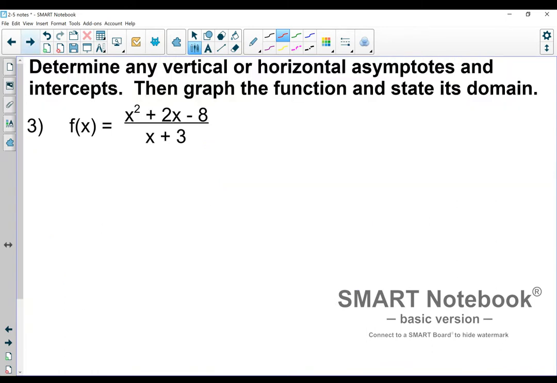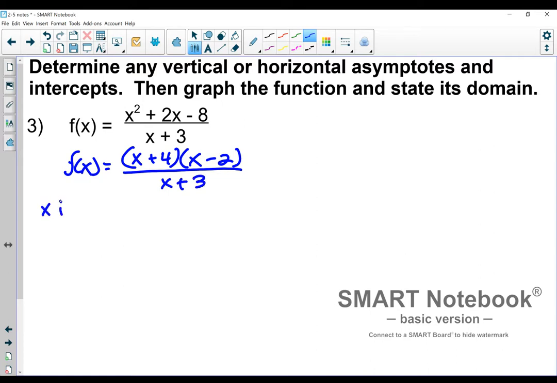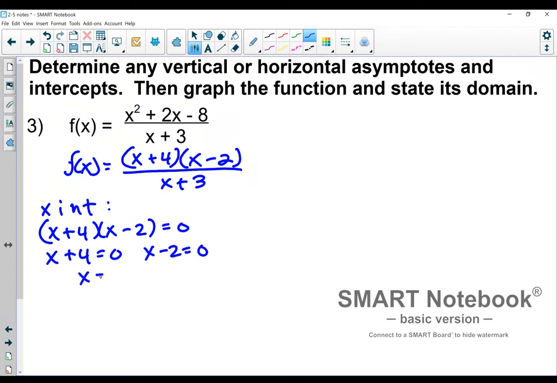So for 3, we're trying to graph again. I need to go ahead and factor first. Really, we're looking for holes when we do this, but it also puts us a step ahead when we go to find asymptotes or intercepts. So my x-intercepts come from the numerator. So x plus 4 times x minus 2 equals 0. So either x plus 4 equals 0 or x minus 2 equals 0. So the x-intercepts are -4 and +2.